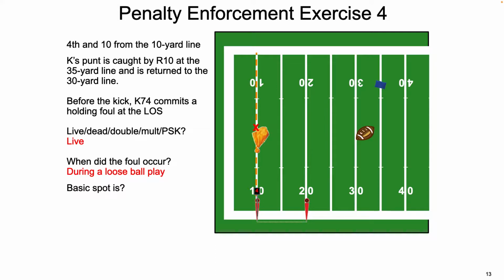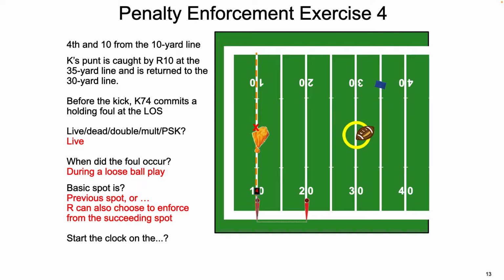Basic spot for our loose ball play is the previous spot, or we have an alternative basic spot that R can take. R can also choose to enforce from the succeeding spot, which in this case would be a really good thing to do. And we will start the clock on the snap because we have a new series after the kick. So this is our tack on, right?